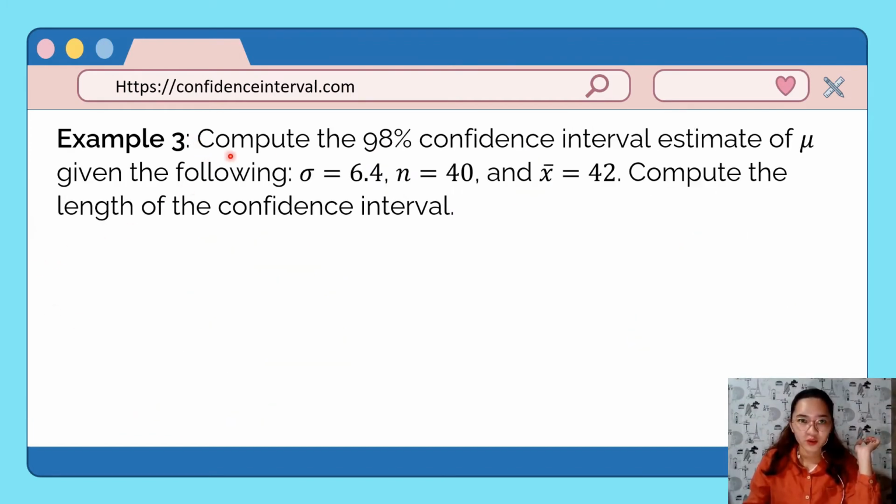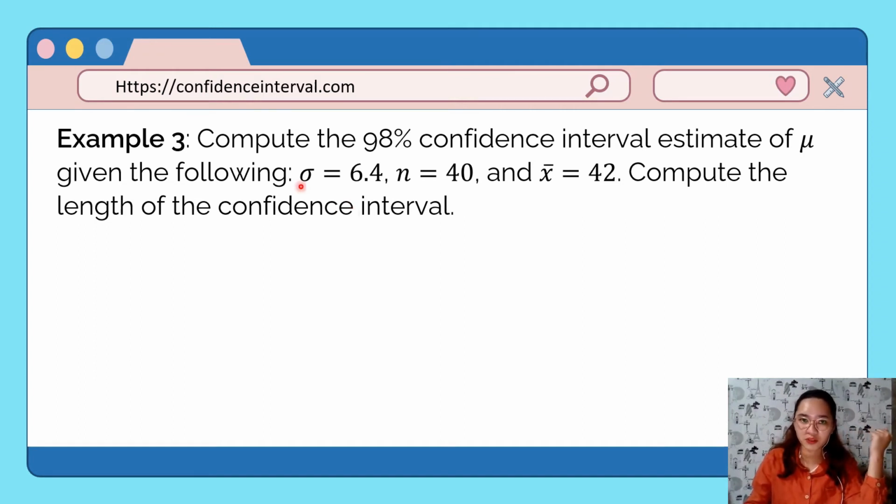So, ito na. Compute the 98% confidence interval estimate of the population mean given the following data. So, we have population standard deviation 6.4, sample size 40, sample mean 42. And then we have to compute for the length of the confidence interval. Ang pinakaunang step muna is to compute for our margin of error.